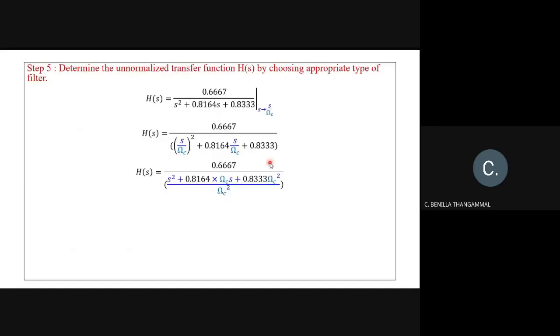So your step 4 is to get your unnormalized transfer function, choosing your appropriate type of filter. Here they ask you to design your low pass filter. So in your h of s, your s should be replaced by s by omega c. You just solve this equation by taking your omega c square as LCM, and the denominator will be the numerator. So 0.667 omega c square divided by s square plus 0.8164 into omega c s plus 0.833 omega c square.